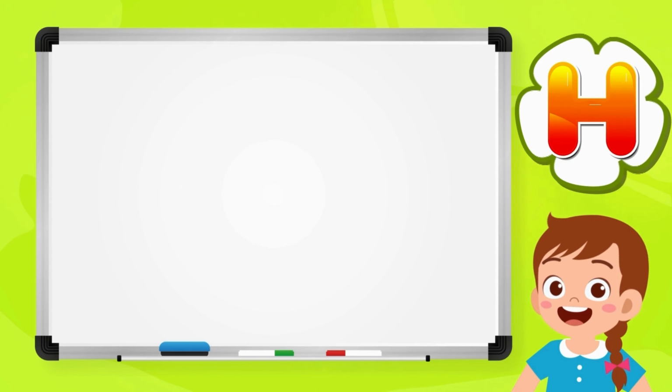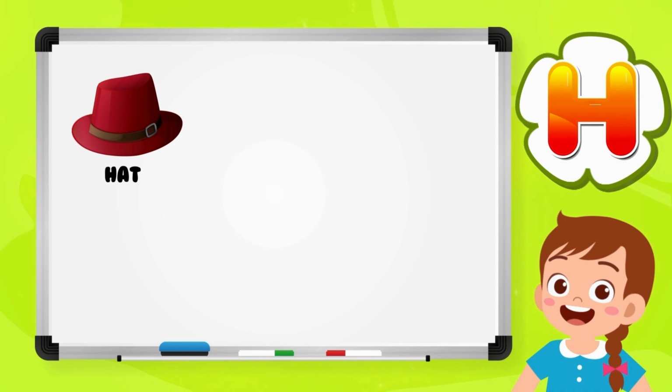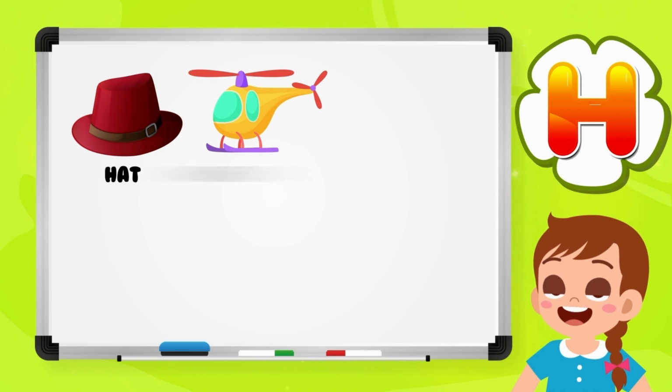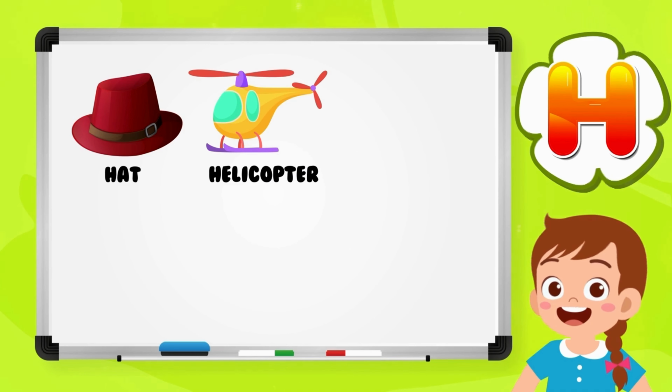H. H is for hat. H is for helicopter. H is for horse. H is for hen. H is for house. H is for hammer.